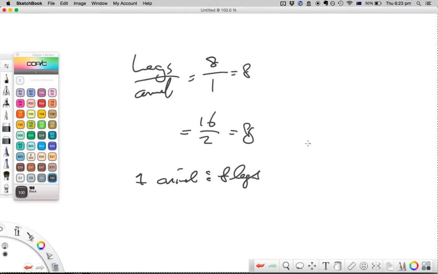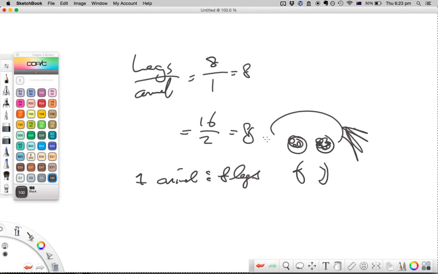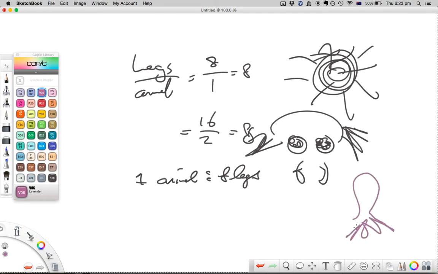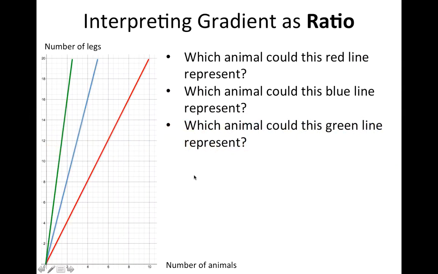What could it be? That's an eye. Spider. Anyway, I don't know how to draw a spider. That's a web. Or maybe it could be an octopus. 1, 2, 3, 4, 5, 6, 7, 8. Who knows? So that's interpreting the gradient as a ratio.